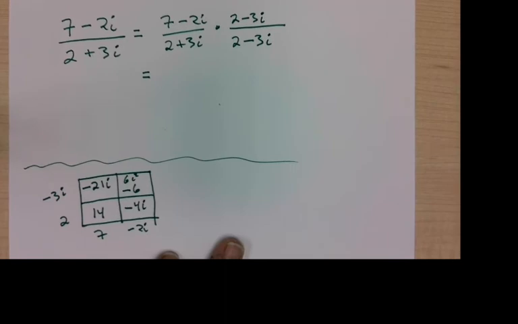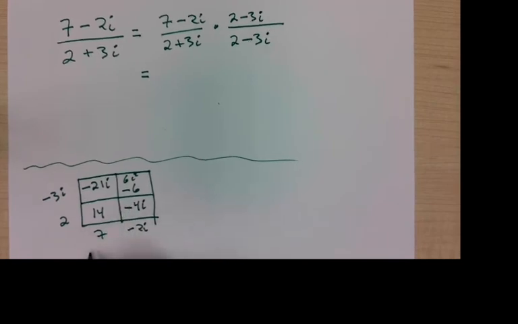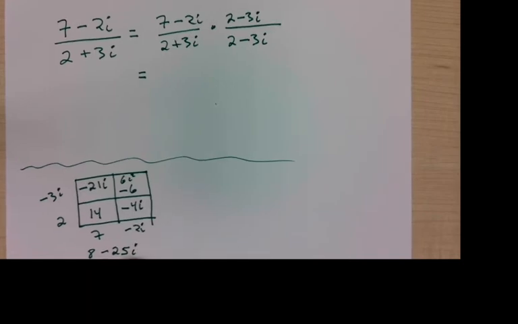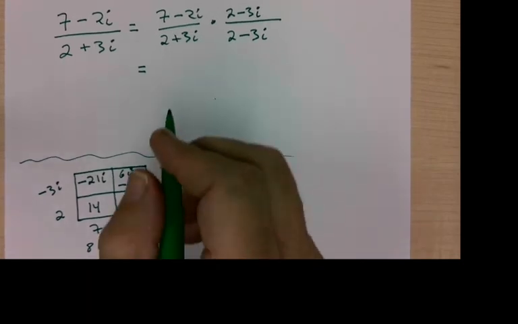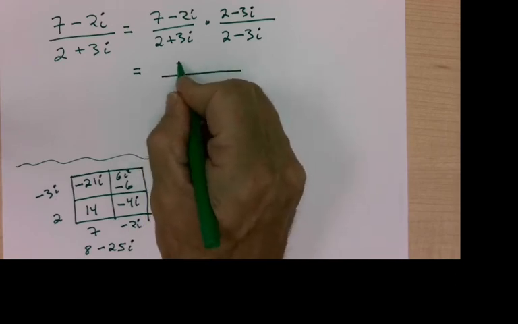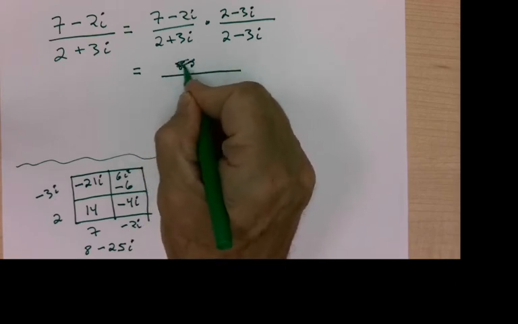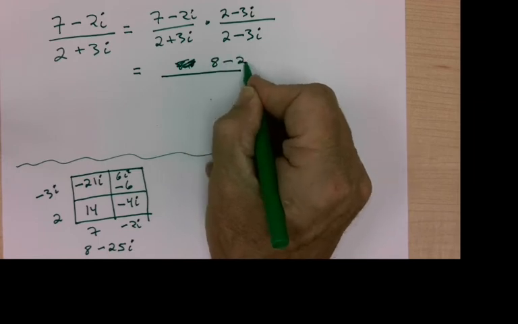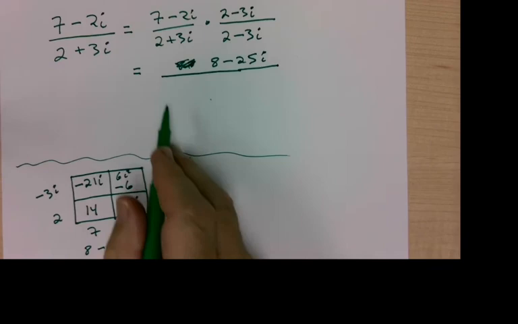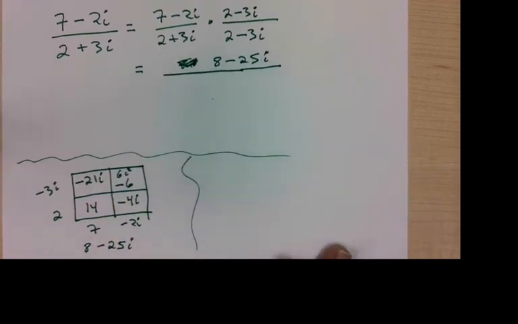If I put all that together, what do I get? 14 minus 6 is 8. And then negative 21i and negative 4i is negative 25i. So that's what I get on top of this fraction. The top of this fraction is 8 minus 25i. On the bottom of the fraction, I need to do 2 plus 3i times 2 minus 3i.